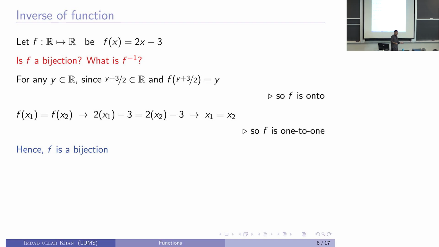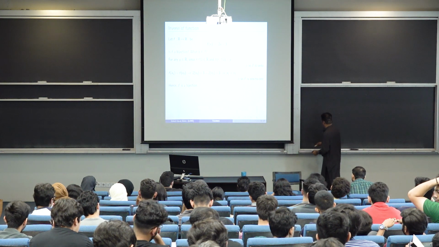Now what is the inverse? What is reversing the arrow? If x is mapped to y, then y should be mapped to x. That new function we have to find. What will that be? Yes. So now you solve this problem.